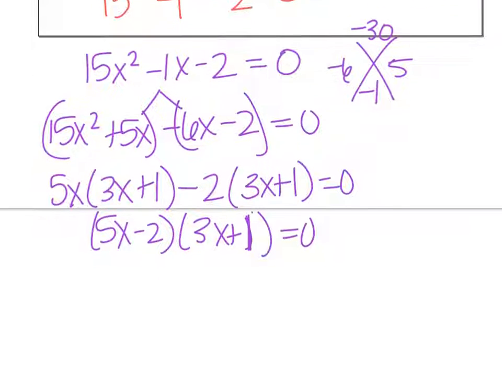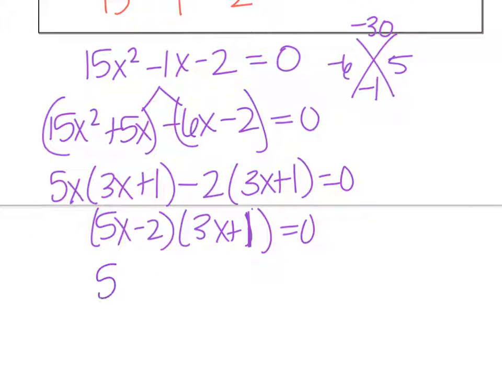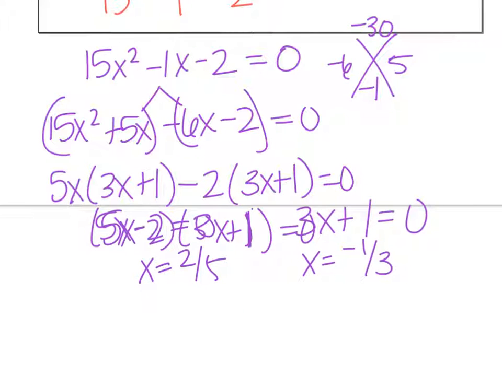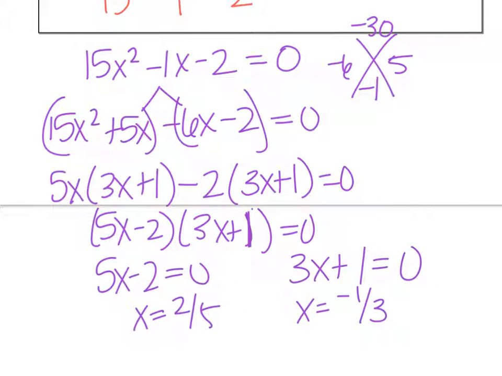Because now I can just set them equal to 0, right? X equals 2 over 5. X equals negative 1/3. But how many answers were they supposed to have here? Three. If you looked back, there are supposed to be 3 because it was to the third power. You also need to include the one from when you started with.